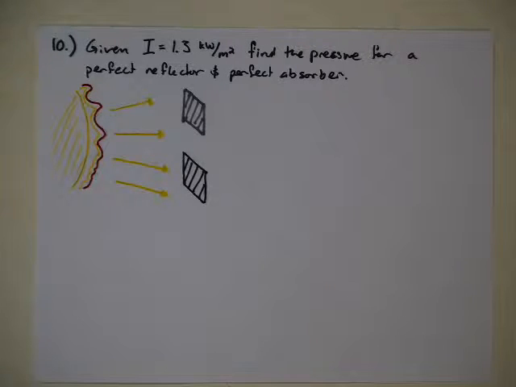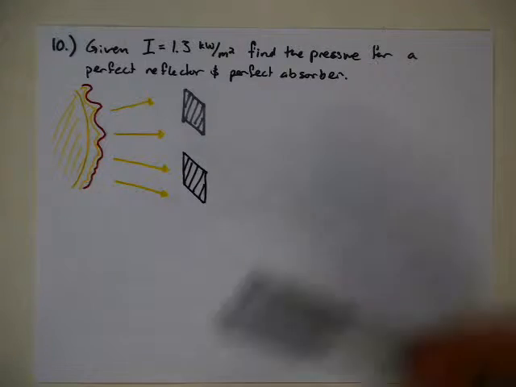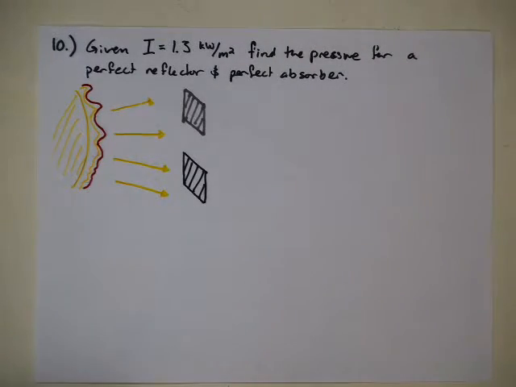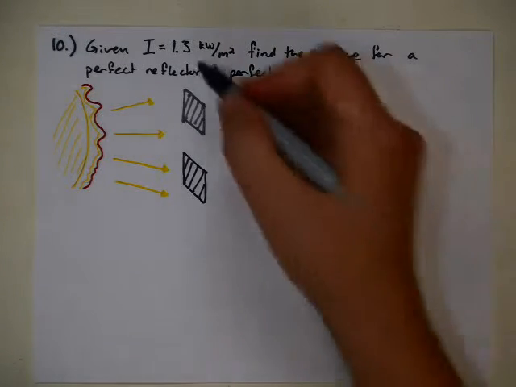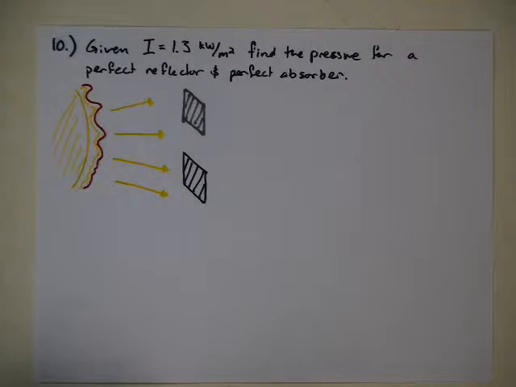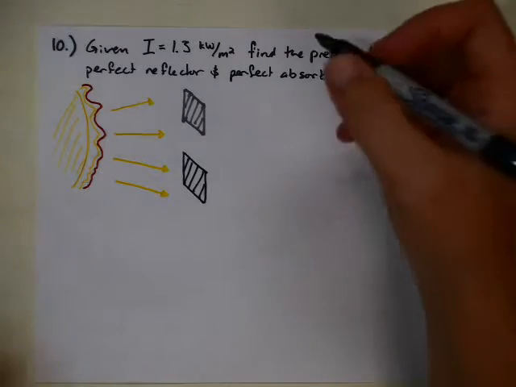In this problem, you are asked to find the pressure on a reflecting and an absorbing surface from sunlight with a given intensity of 1.3 kilowatts per meter squared, which is the intensity of sunlight at the surface of the Earth. So let's go ahead and do that.